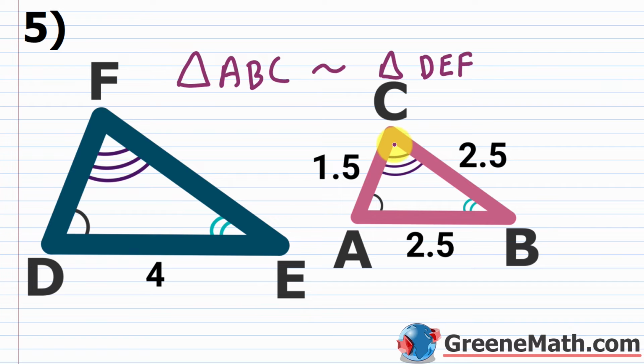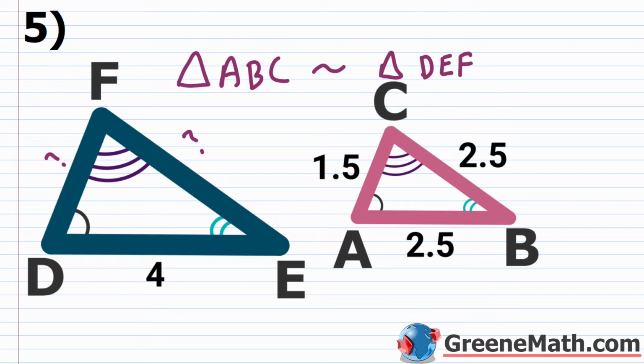Okay, so this problem actually deals with finding unknown side lengths. We don't know the length of this side or this side. So how are we going to figure that out? Well, basically, you're going to set up a proportion. We know with similar triangles that corresponding angles are equal, but also the corresponding sides must be proportional. And all that means is that the ratios of their corresponding sides must be equal.